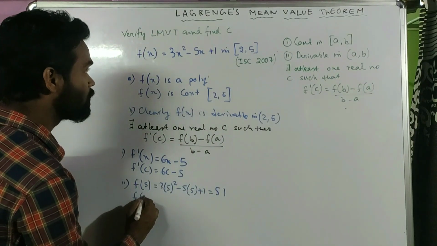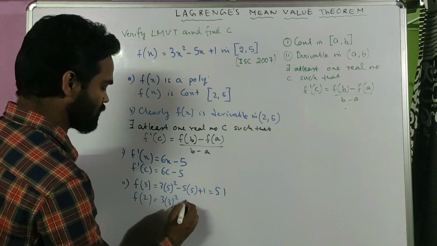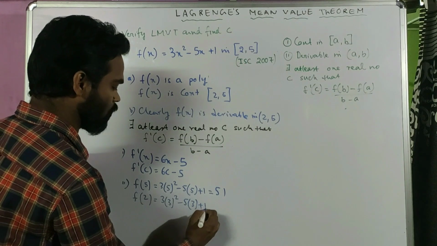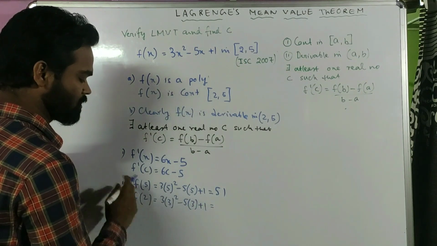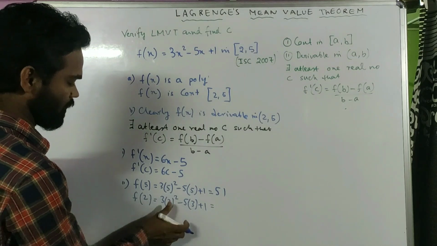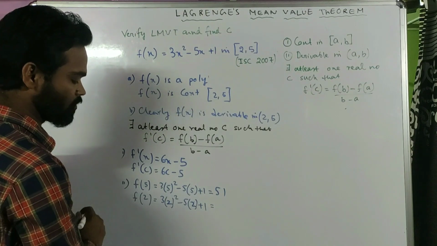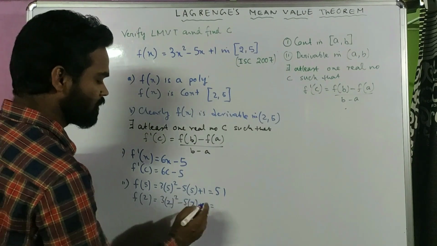Find f of 2. F of 2 is 3 square minus 5 into 3 plus 1. That's 9 3s are 27. Yeah, sorry, this is 2. This is 2. So that's 4 3s are 12. 12 plus 1 13. This is 3.